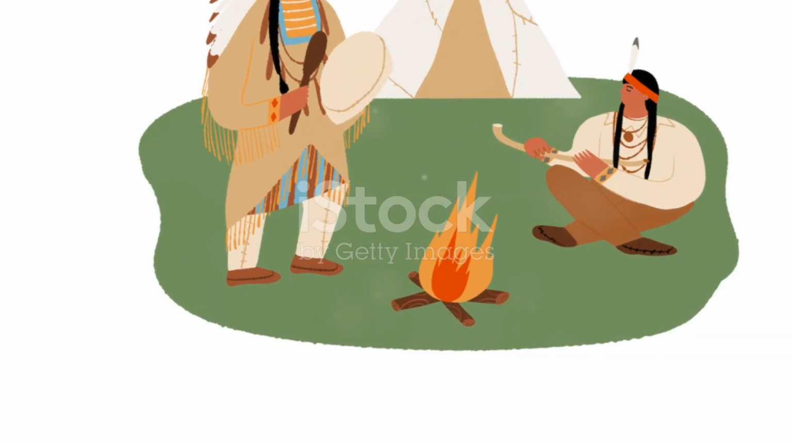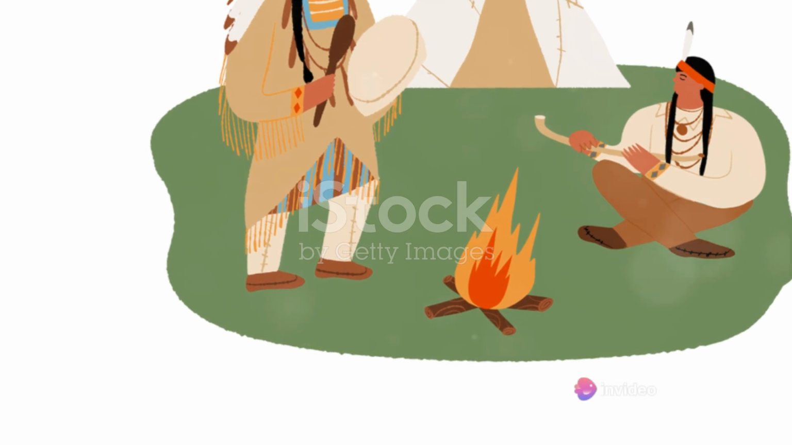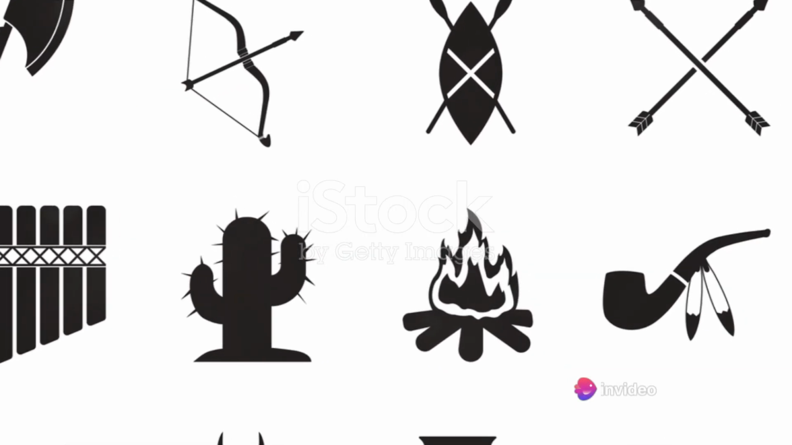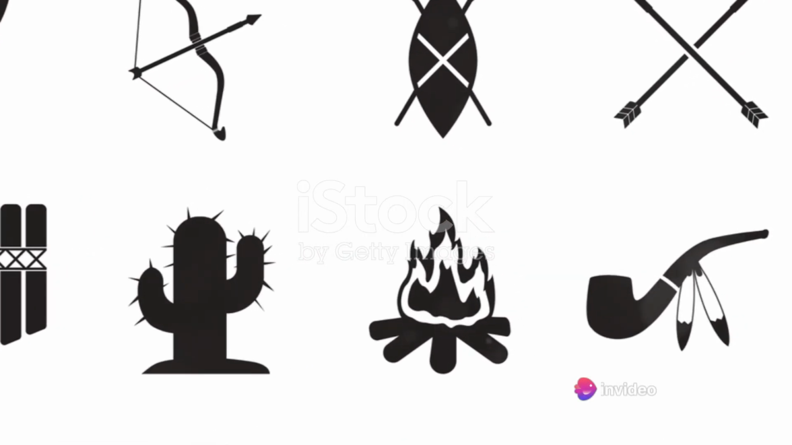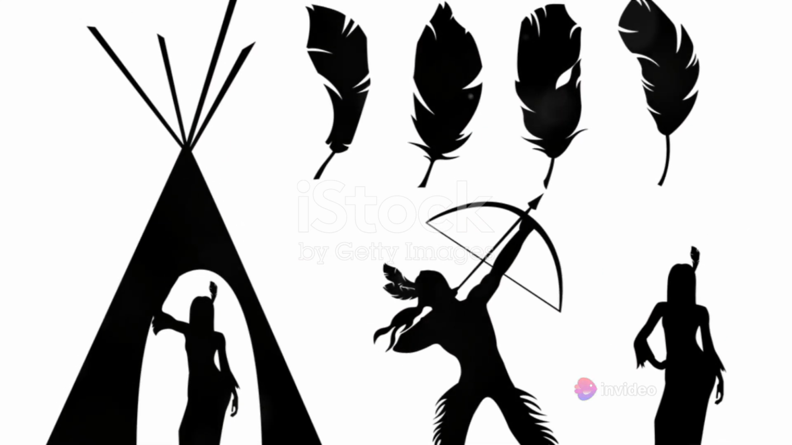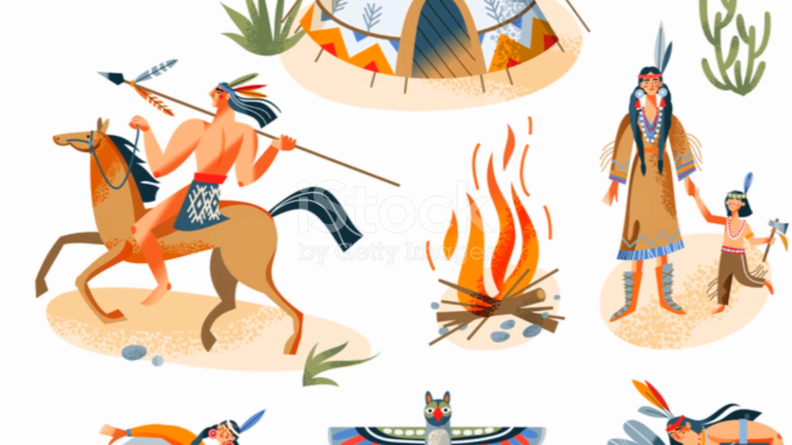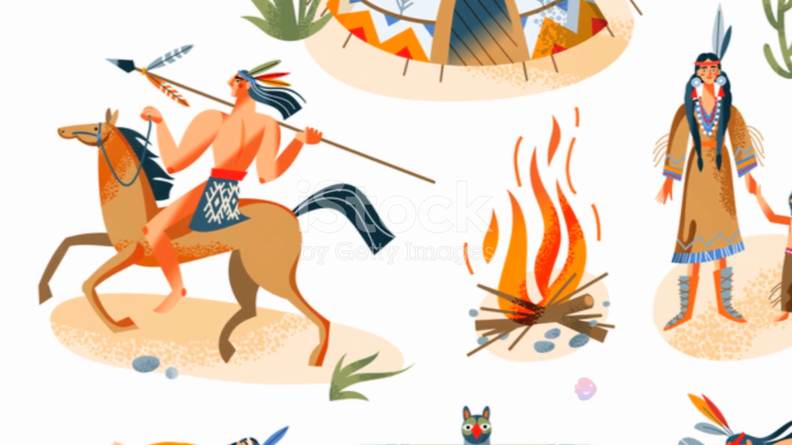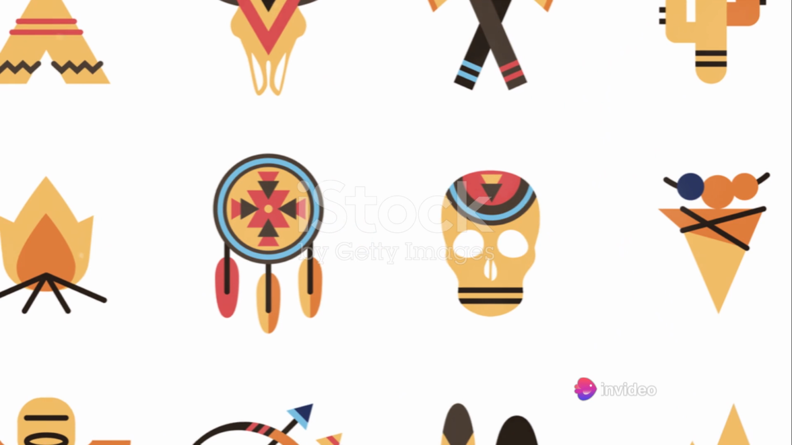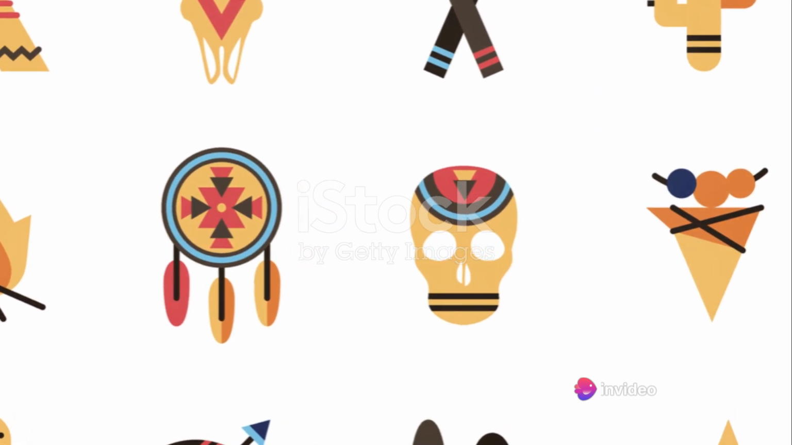However, this expansion was not without its perils. As settlers pushed westward, they encountered a vast array of native tribes. These indigenous peoples had called these lands home for centuries, and they were not inclined to give up their territories without a fight. The resulting conflicts were brutal and bloody, a stark contrast to the idealistic vision of manifest destiny.